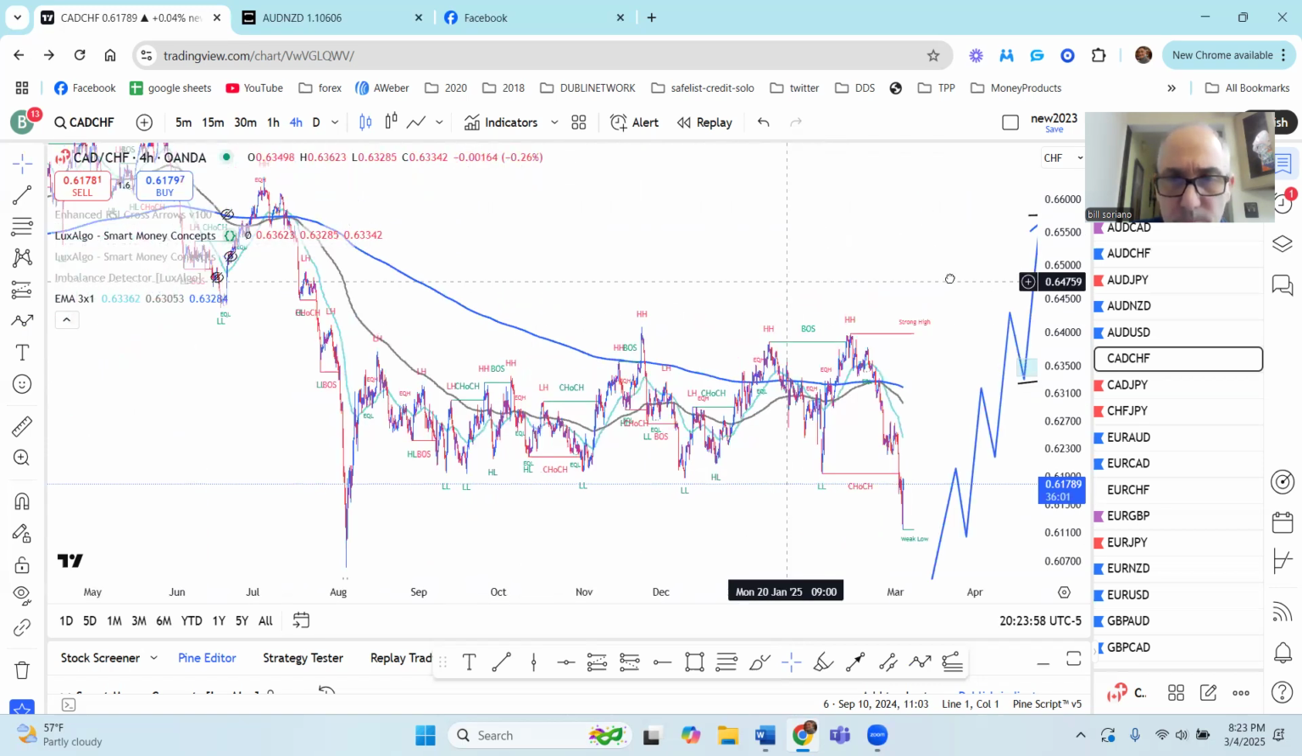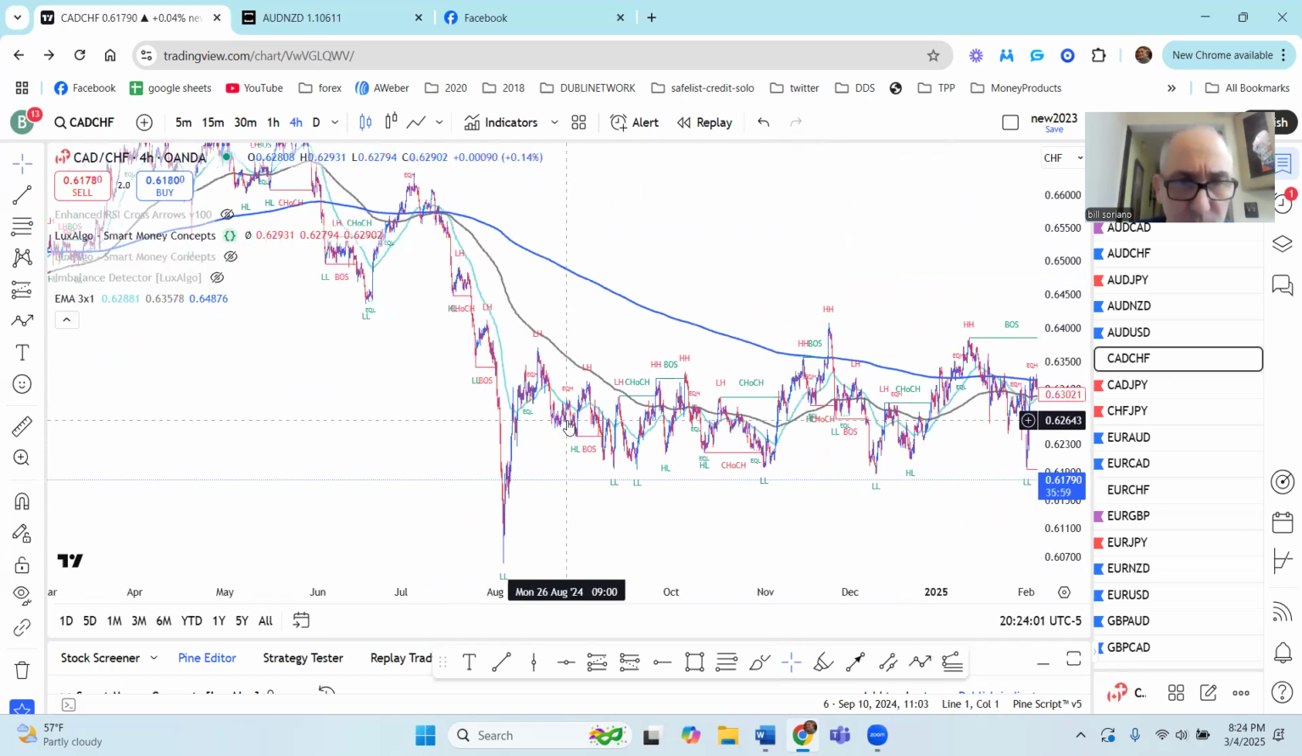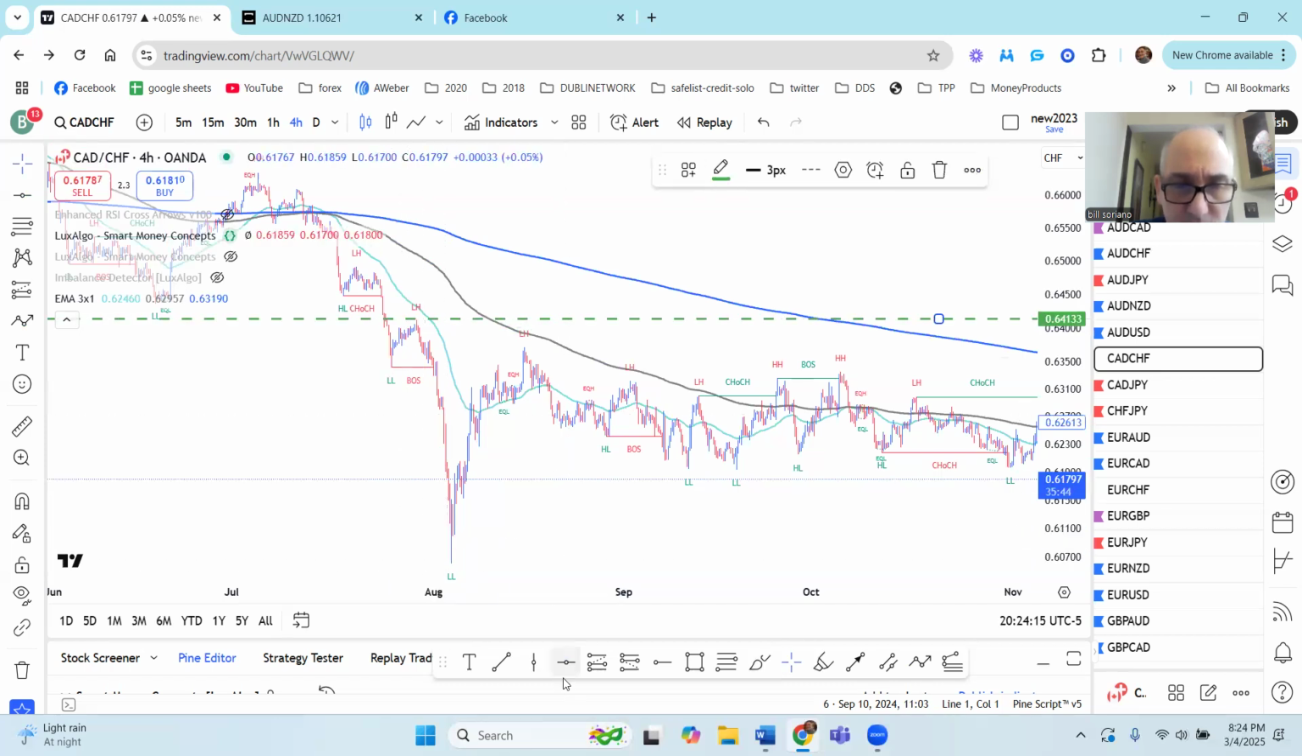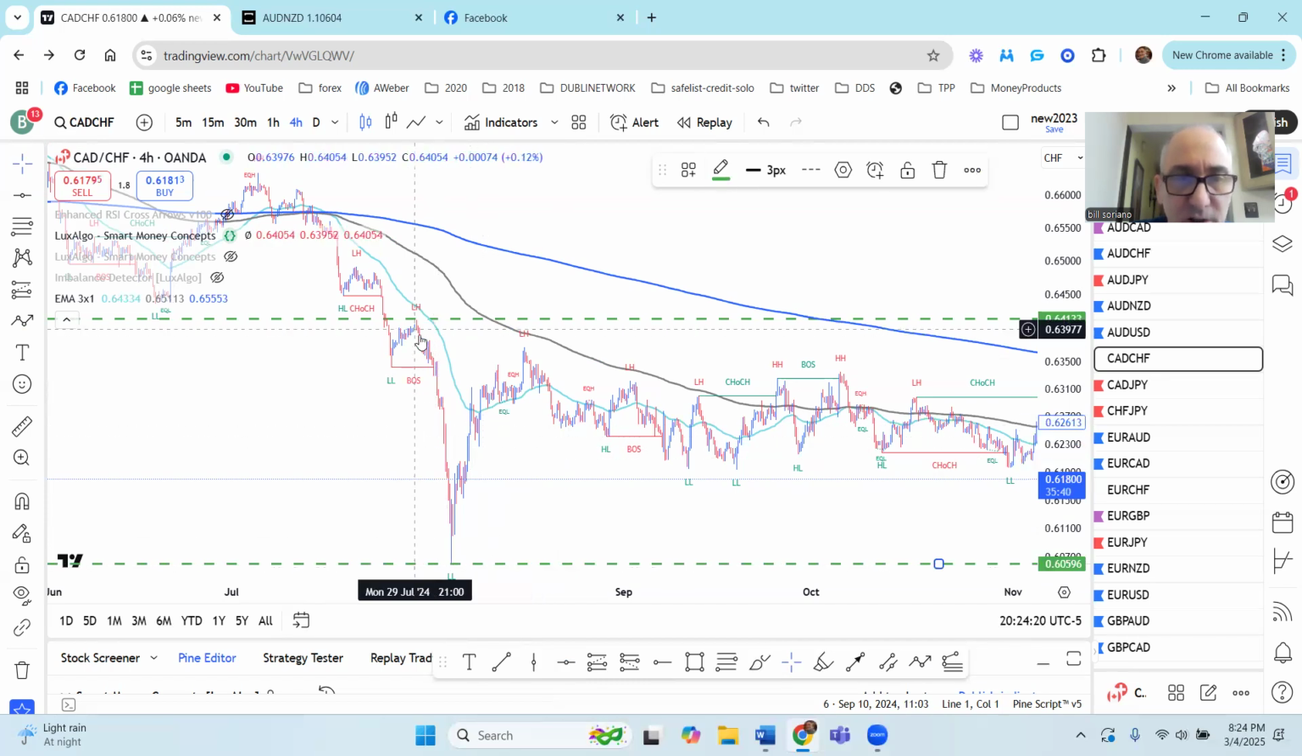So if we scroll out a little bit here, we could see that here's our break of structure to the downside, and this right here would be our swing high, right? So our swing high would be right there, and our swing low would be right here. So this is our current range. And that range was formed here back in August of 2024.